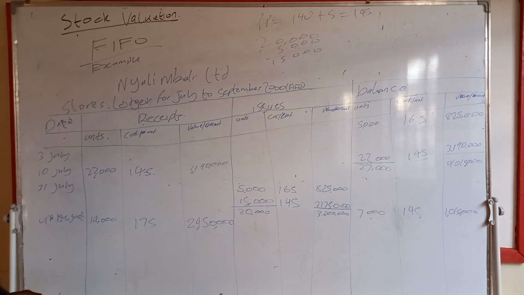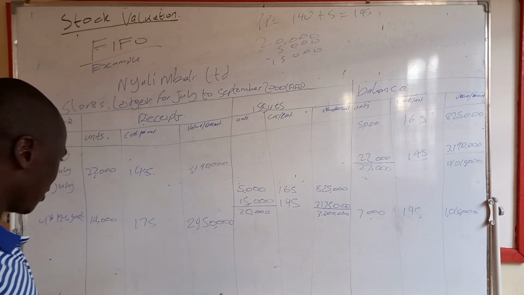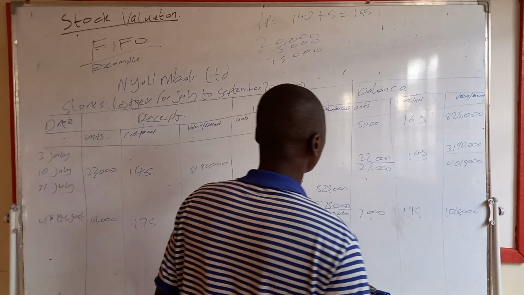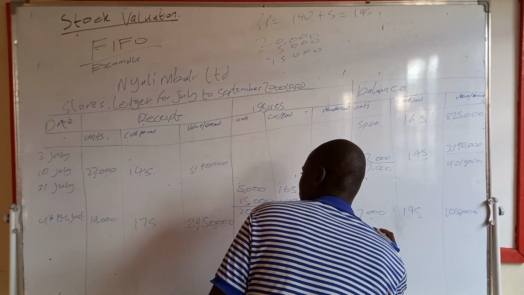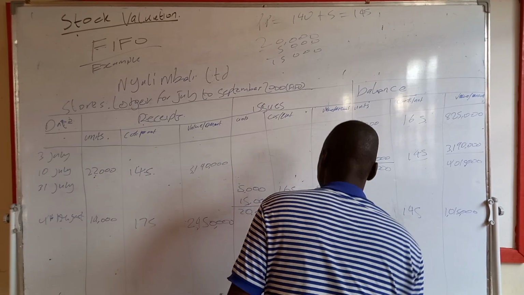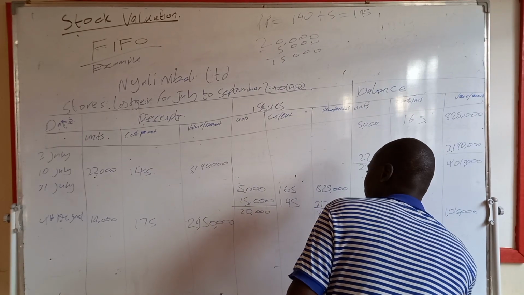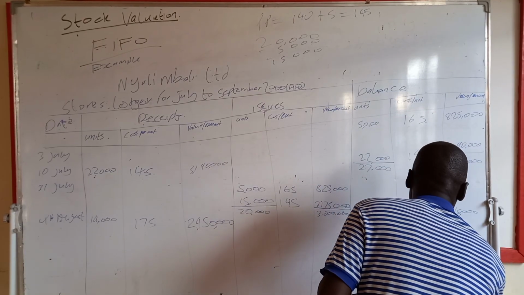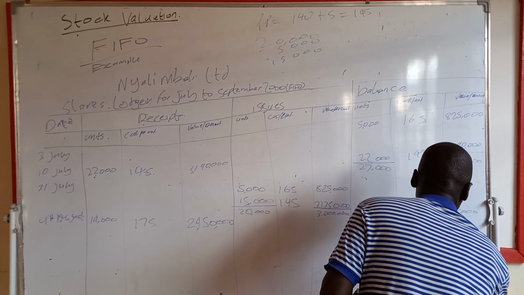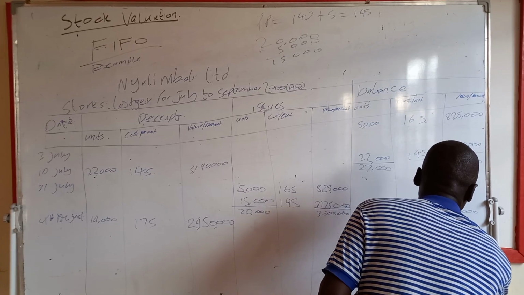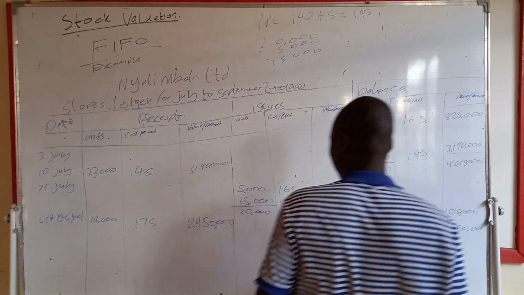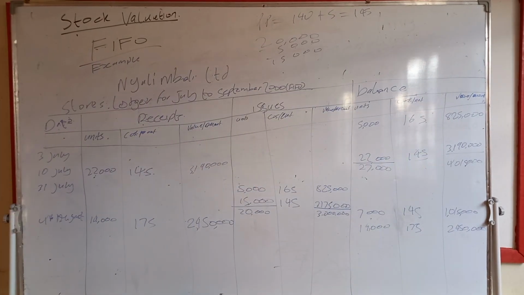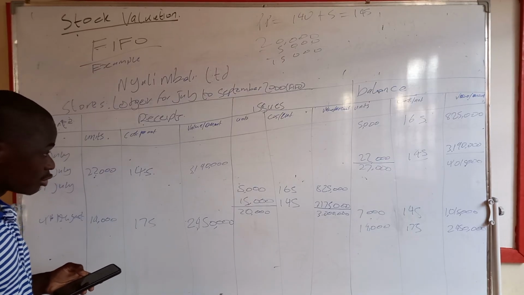Now, what is the balance? The balance here therefore, you have 7,000 at 145, which is 1,015,000, and 14,000 at 175, which is 2,450,000. That's what you have as a balance. Let's move to the next date. There is no issue on that date.